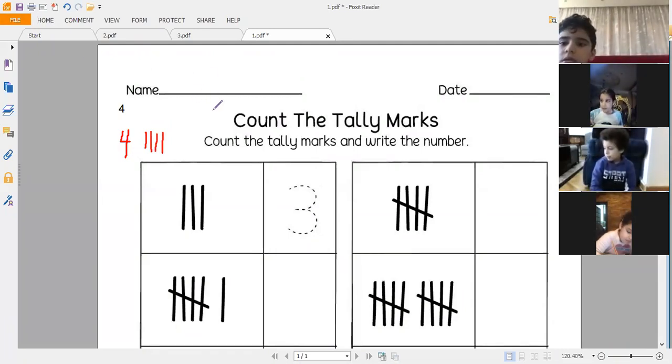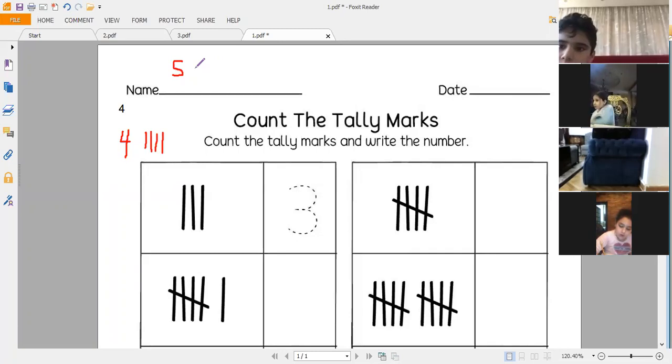Okay, look at the screen. I want to represent number 5. How can we represent number 5? How many tally marks? 5. Yeah. You want to represent 4? Draw 4 tally marks. You want to represent 5? Draw 5 tally marks. You want to represent 10? Draw 10 tally marks.